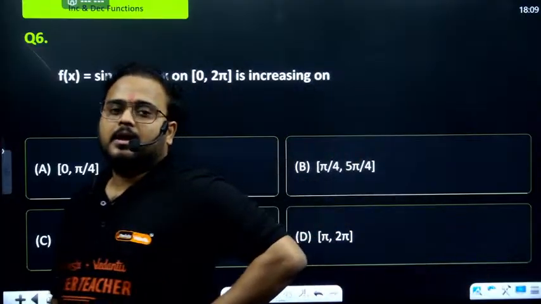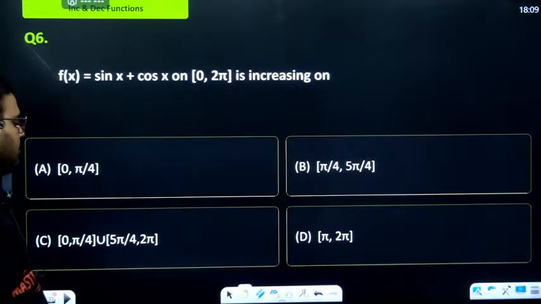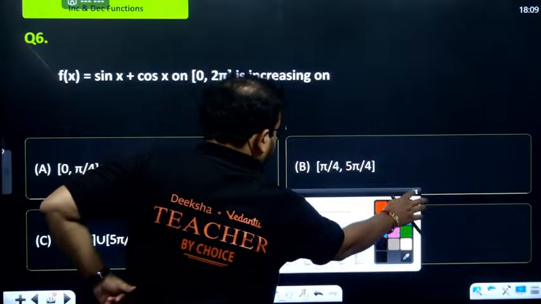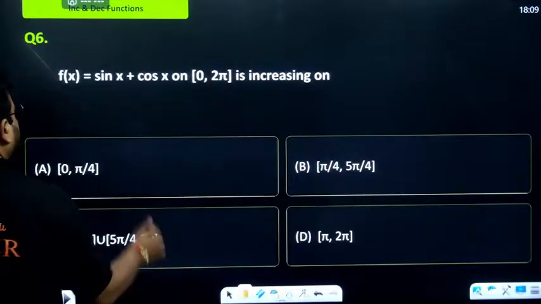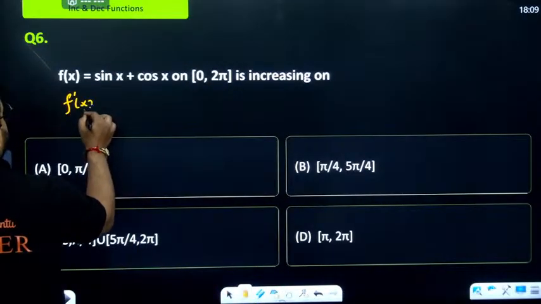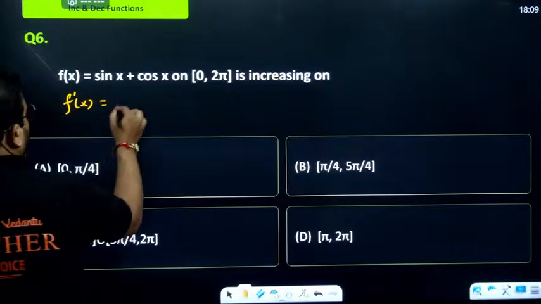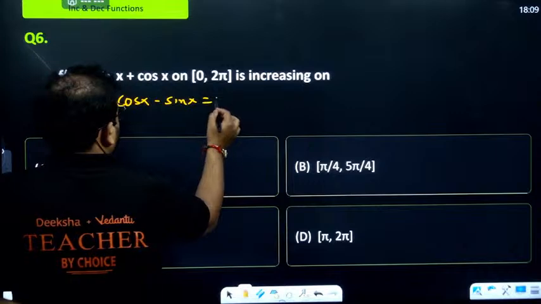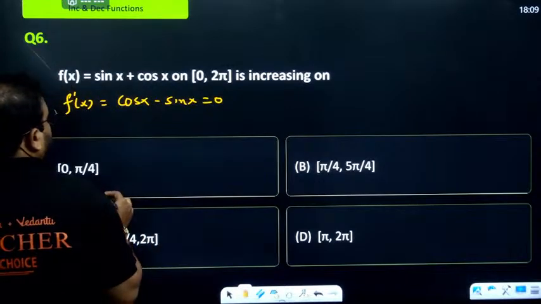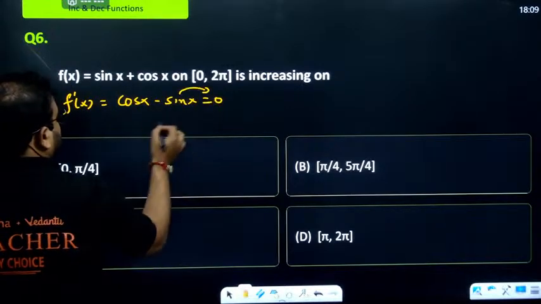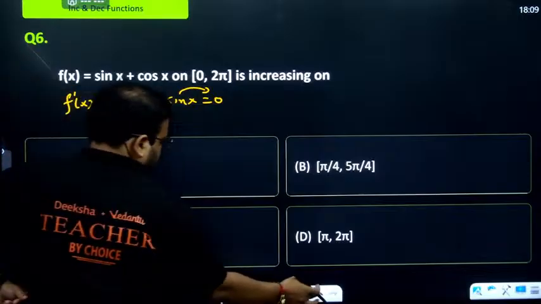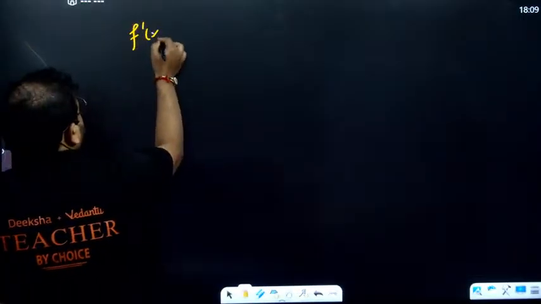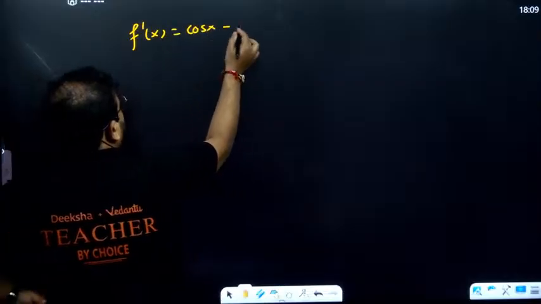Next question. f(x) is sin x plus cos x for 0 to 2 pi. It is increasing on which interval? So differentiate first. We'll get cos x minus sin x, and set it equal to 0 to find the critical points. This is a good question, by the way. So the derivative is cos x minus sin x. This is clear. This is my derivative.